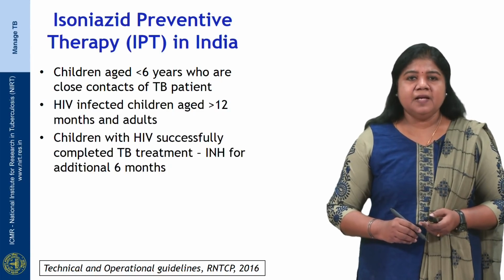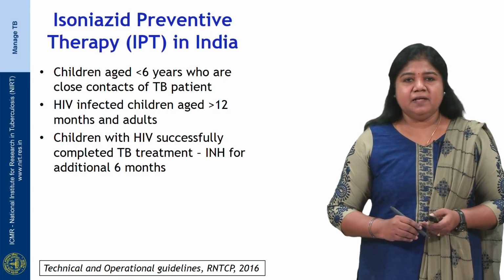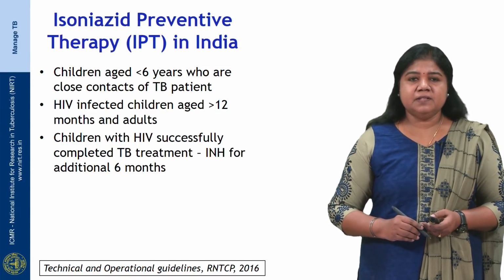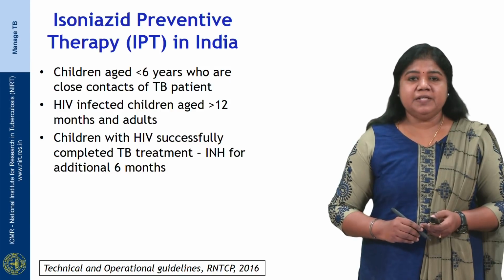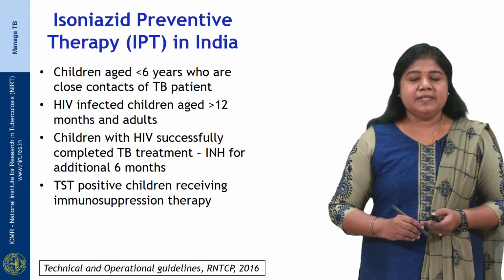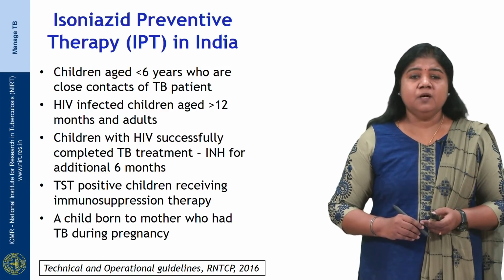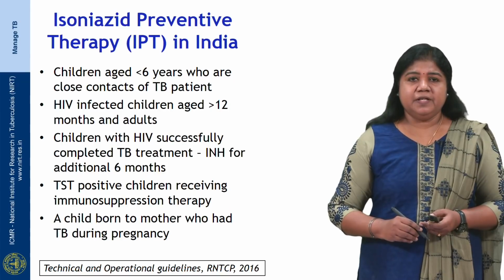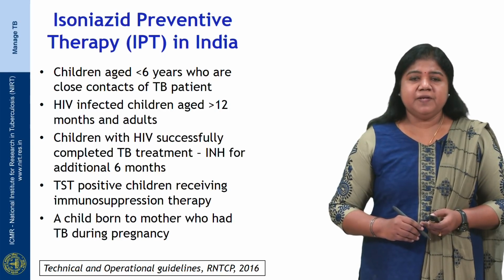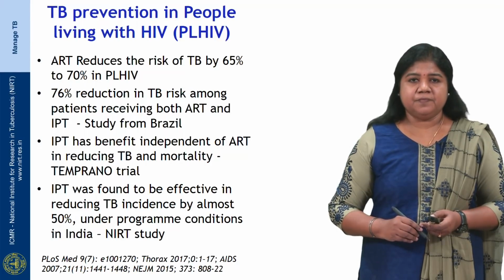HIV infected children aged more than 12 months and adults, and children with HIV who have successfully completed treatment, can be given INH for an additional 6 months. TST positive children receiving immunosuppressive therapy, and a child born to a mother who had TB during pregnancy after congenital TB is ruled out in the child. So, isoniazid preventive therapy should be given in all these groups of patients.